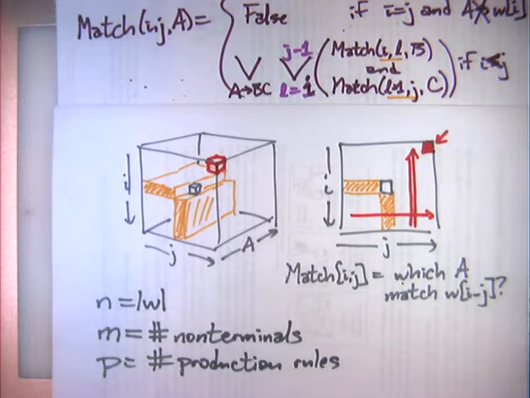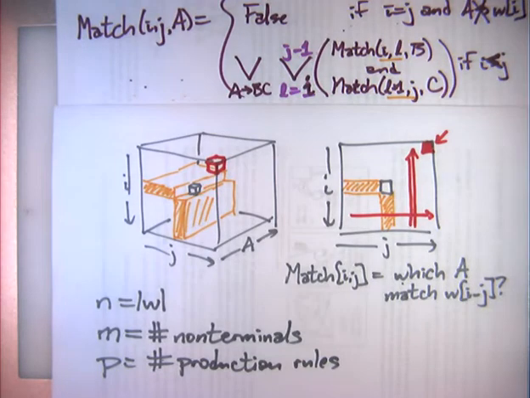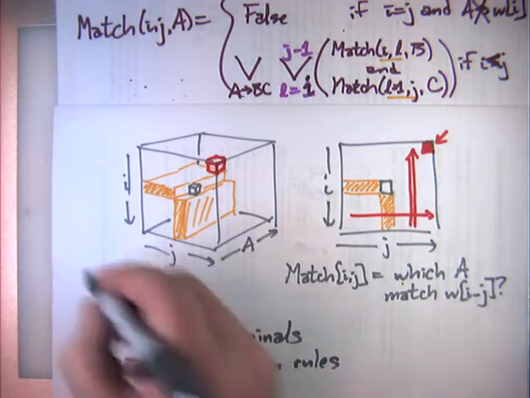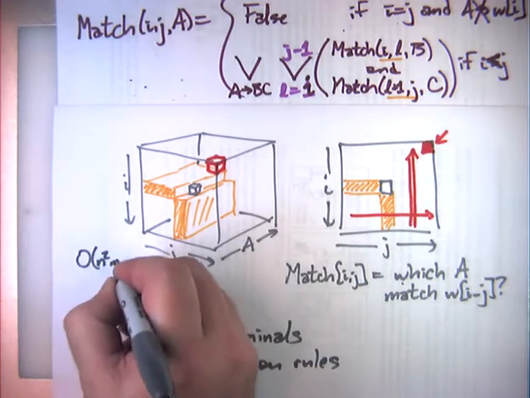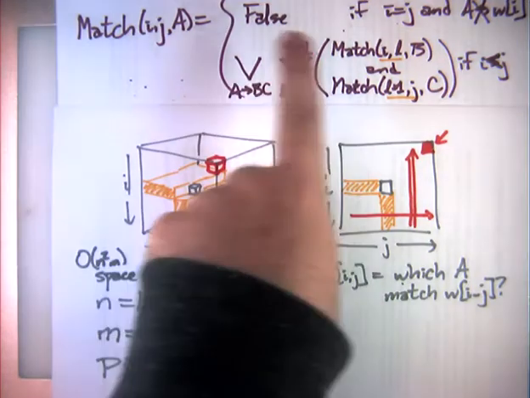So the interesting thing is, how much time do I actually need to spend to evaluate this one spot in the array? Well, first of all, what's the size of this data structure? It's n squared m space, because I've got n rows, n columns, and m layers, one for each non-terminal. For each of those n squared m things, I need to evaluate something in 2 for loops. For loop, for loop.